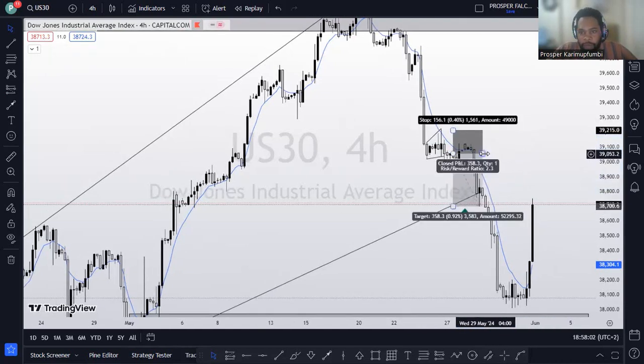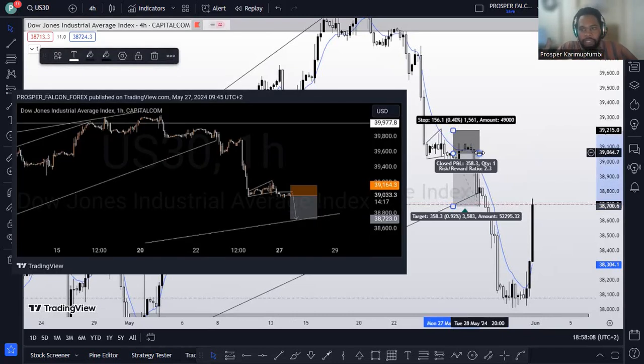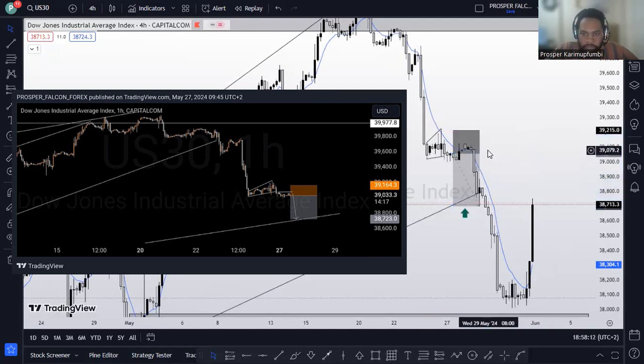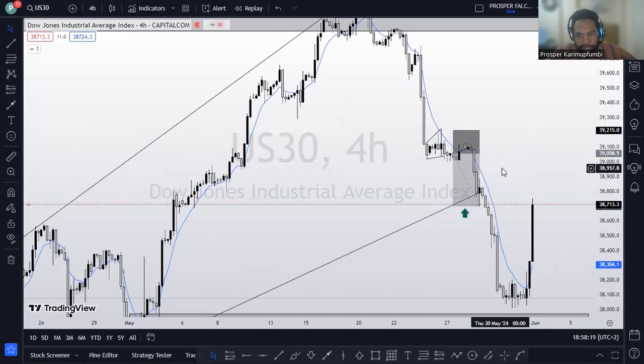So if you have seen the setup that I displayed, I'm just going to display it again to the left side of the screen so that you can see it. So I was expecting this kind of move. It was more like a 1:2.3 risk to reward ratio, right?